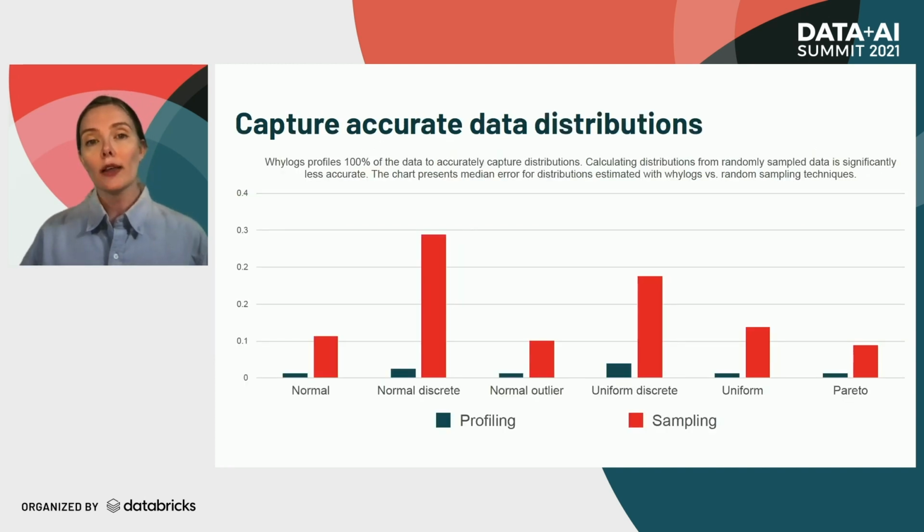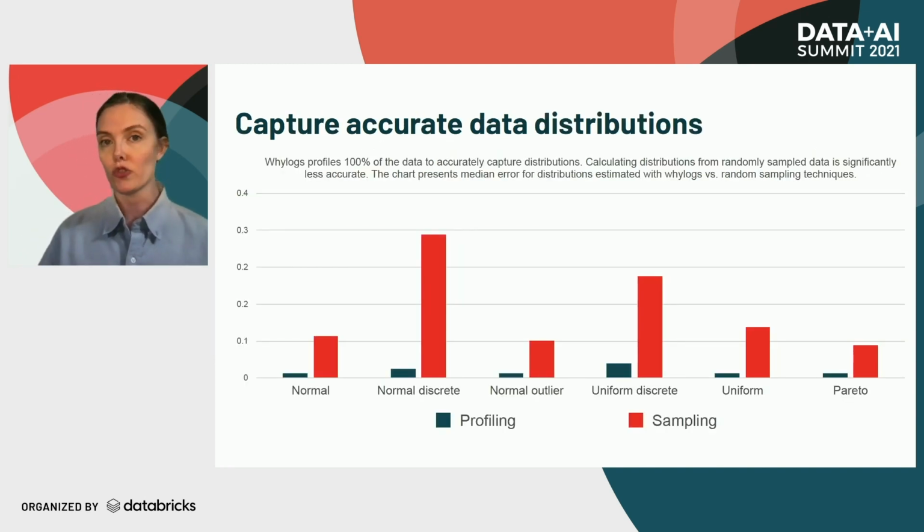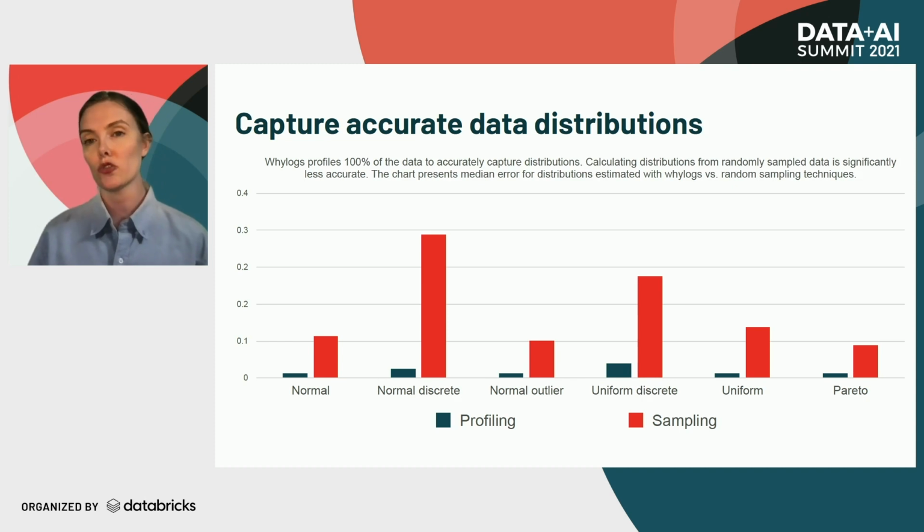Now, if the logs are used to catch distribution drifts, capturing the distribution accurately is incredibly important. For large-scale systems, it has been common practice to sample a percentage of data and calculate distributions as a post-processing step. This is obviously not an accurate method, especially for non-normal distributions. YLOGS profiles 100% of the data to estimate the distribution.